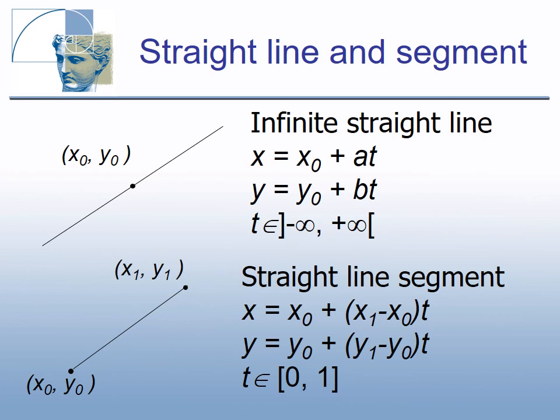For the straight line segment connecting two given points, the parametric equations are shown below. X equals x sub 0 plus parenthesis x sub 1 minus x sub 0 parenthesis times t. Y equals y sub 0 plus parenthesis y sub 1 minus y sub 0 parenthesis times t. And the parameter is changing from 0 to 1.